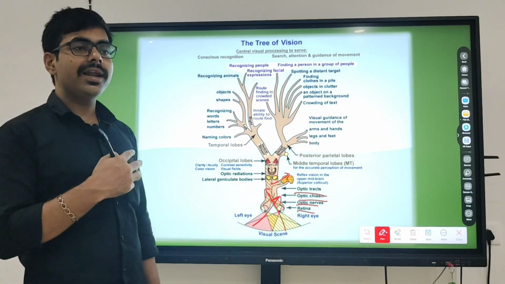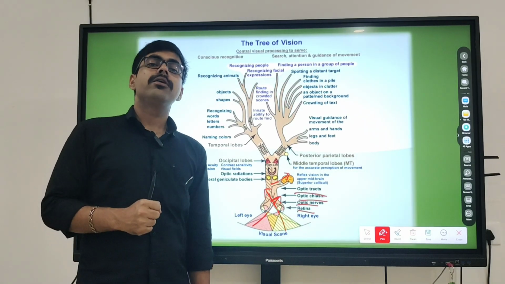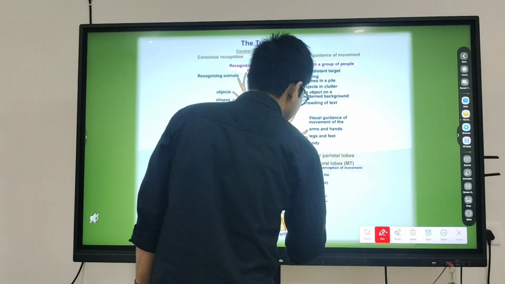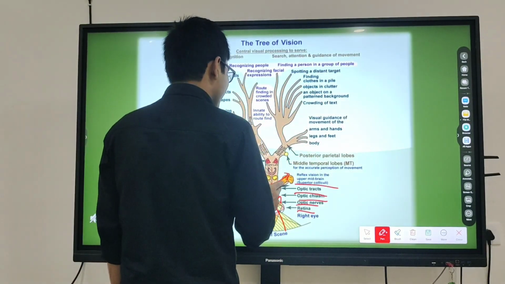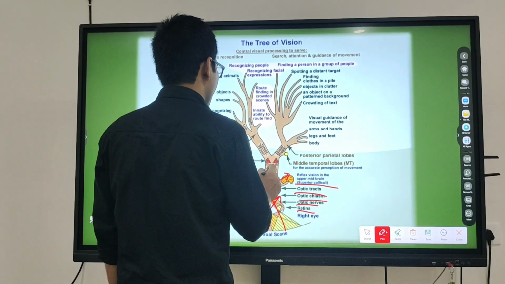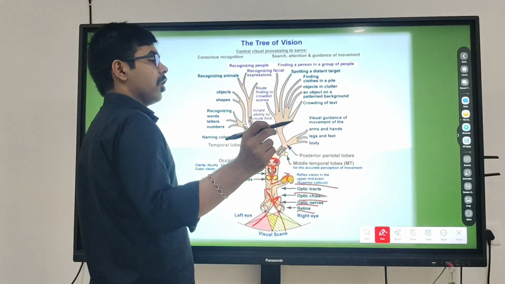If suddenly anything is coming in front of you, what will happen? You will close the eye to avoid the threat. So this pathway is basically known as the superior colliculus pathway. This is going from the optic tract. Now it is coming to the lateral geniculate body, then the optic radiation. After reaching the optic radiation, it is going to reach the occipital cortex.